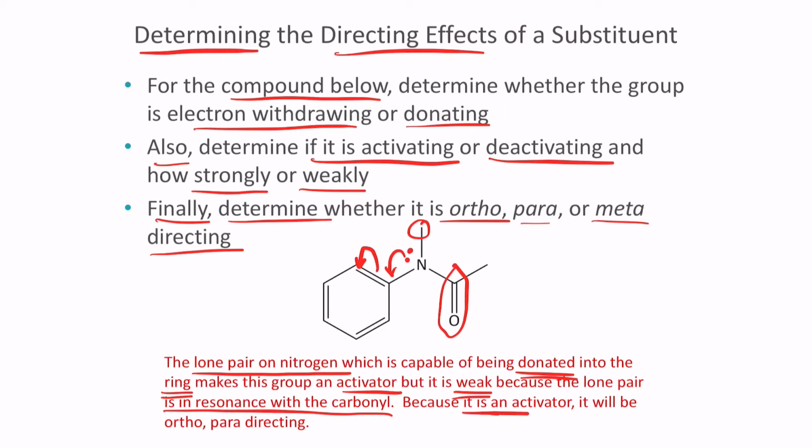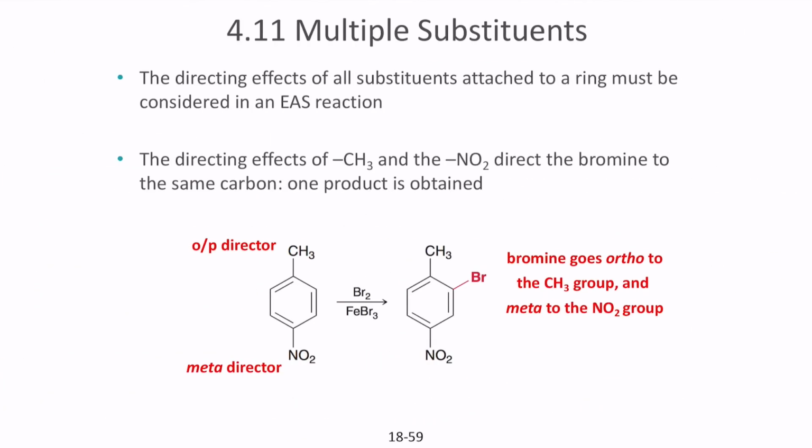Because it is an activator, it's always going to be ortho or para-directing. So the compound will end up adding the structure either in the ortho position or the para position. These are the only positions where it will add. It will not go into the meta position. So first things first, remember where ortho is, where para is and where meta is. Next, let's talk about multiple substituents.